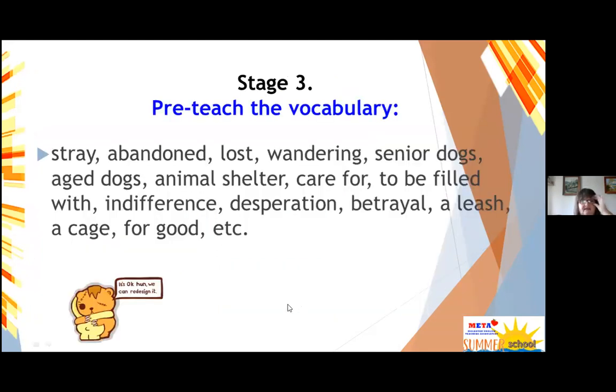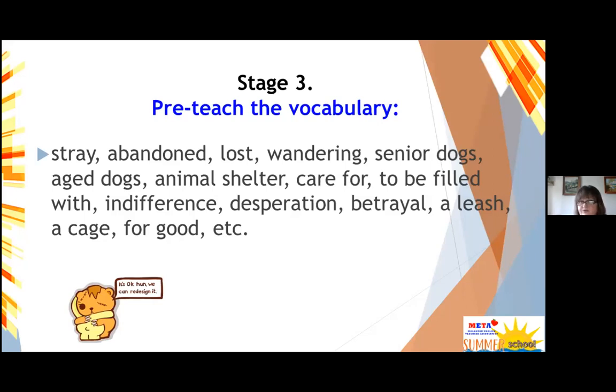Now, the next stage, I suggest pre-teaching the vocabulary from this lesson, the vocabulary from the text, because later we're going to work with the text, right? And we have stray, abandoned, lost, wandering, senior dogs, aged dogs, animal shelter, care for, to be filled with, indifference, desperation, betrayal, a leash, a cage, for good, etc., right? In fact, this vocabulary can be used both for conversation and not only.